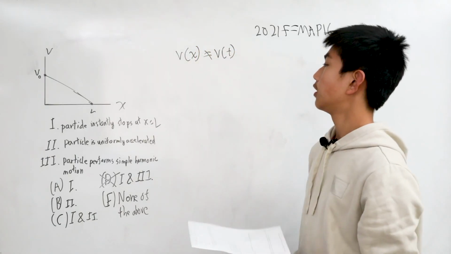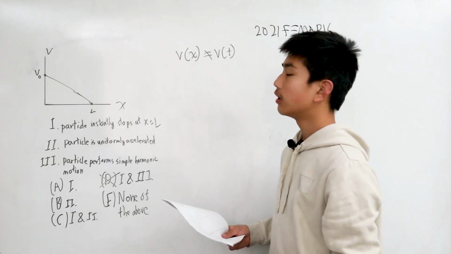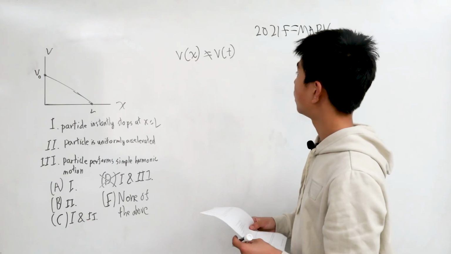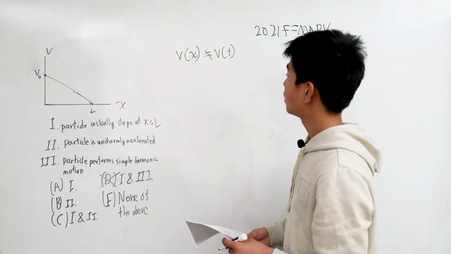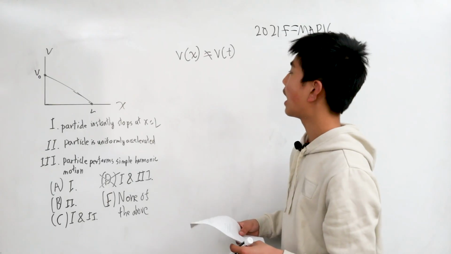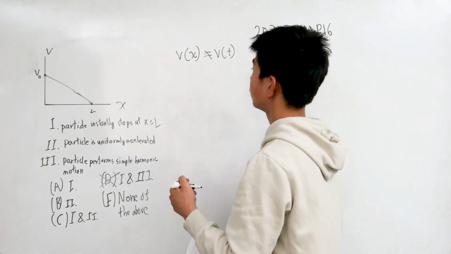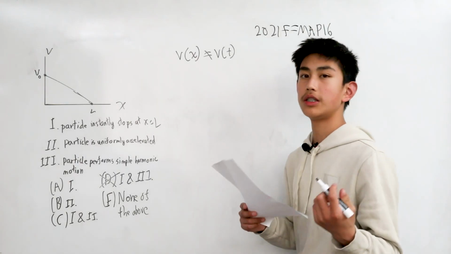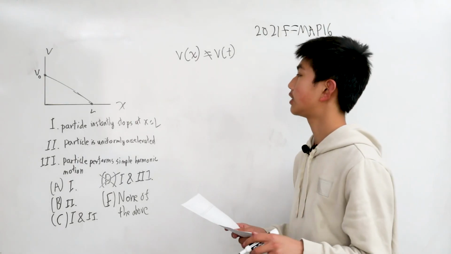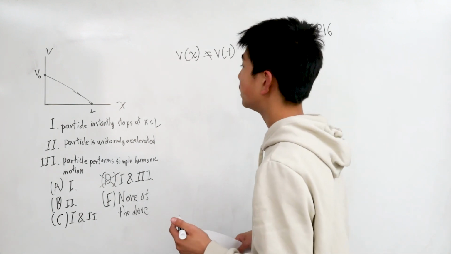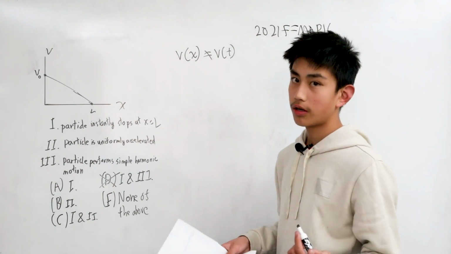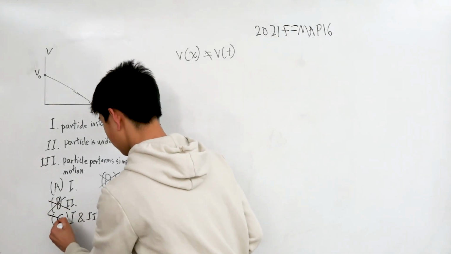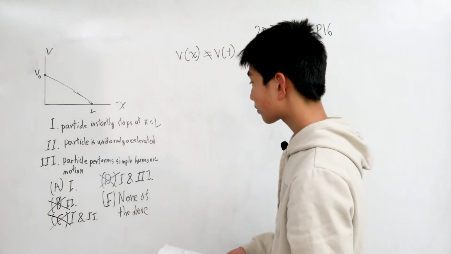If this graph was velocity over time, decreasing over a constant period of time, that would be true of this graph. But since it's velocity as a function of x, it wouldn't really be uniformly accelerated, because it'd be decreasing at an exponential pace. So it would be decreasing exponentially rather than in a linear graph. So we know that number 2 is incorrect. Now we can rule out all of these.